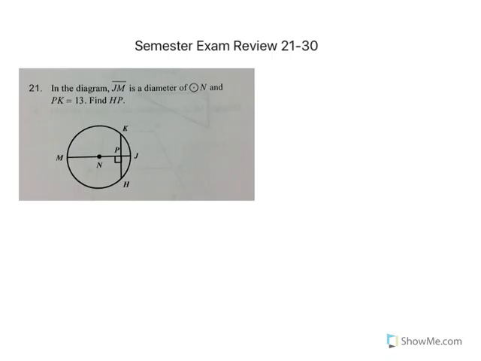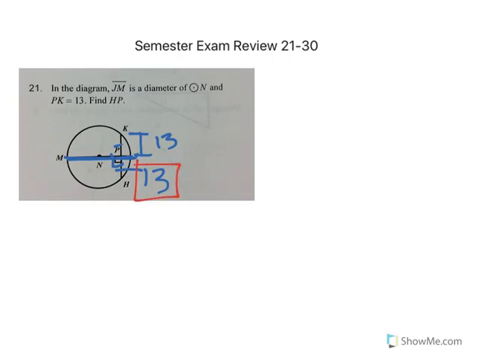Okay, so let's look at the information we were given. We have that PK is 13, and we know by definition if we have a diameter and it intersects a chord perpendicularly, it bisects this chord. Well, that means that HP is also going to be 13 as well. And that's our answer, 13.